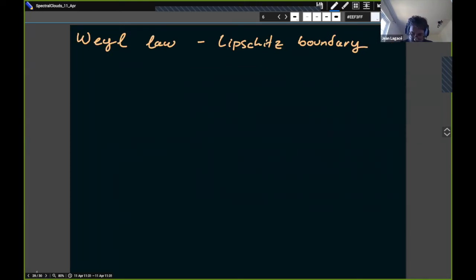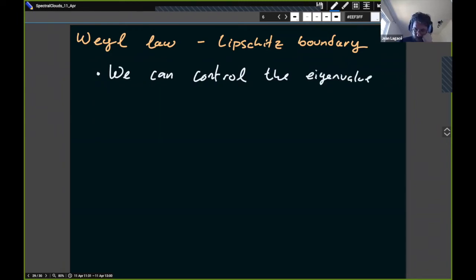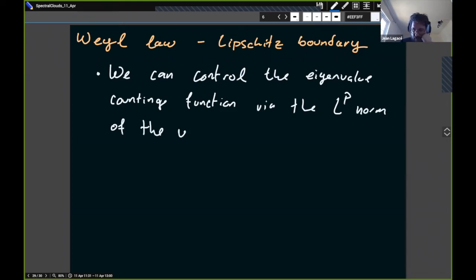And their second lemma is about the number of eigenvalues with the Dirichlet-to-Neumann map. Okay, if you don't mind, I will take just 2 minutes more. In the second part of the lemma, we can control the eigenvalue counting function via the LP norm of the weight, and in fact, the L log L norm of the weight. Here P is greater than 1.